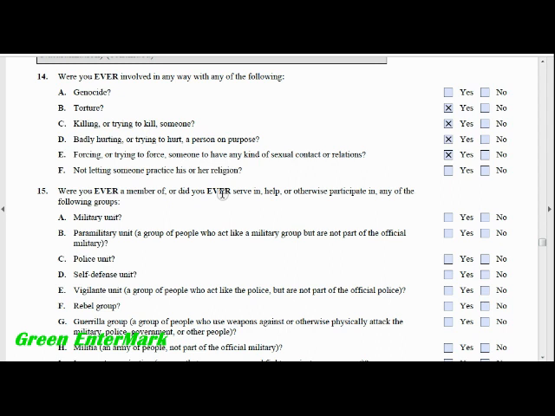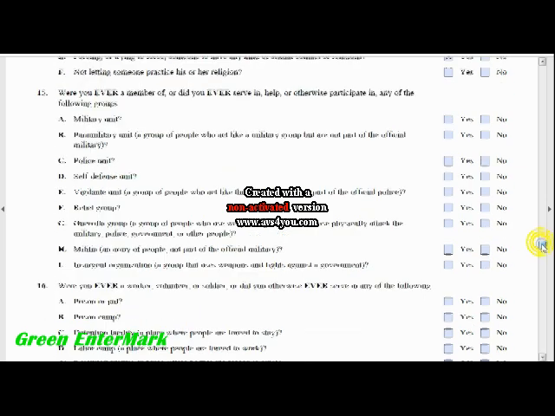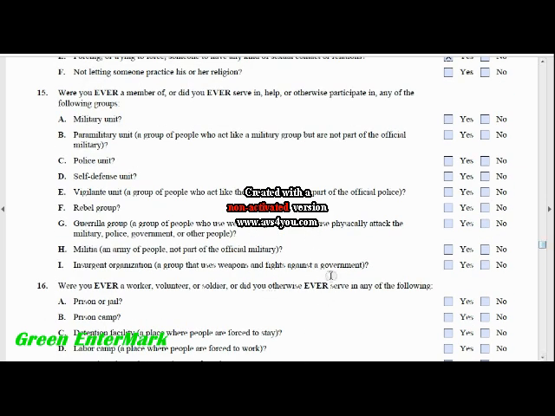Were you ever a member of, or did you ever serve in, help, or otherwise participate in any of the following groups? Military unit, paramilitary unit, a group of people who act like a military group but are not part of the official military, police unit, self-defense unit, vigilante unit, a group of people who act like the police but are not part of the official police, or rebel group. You have to mention this.